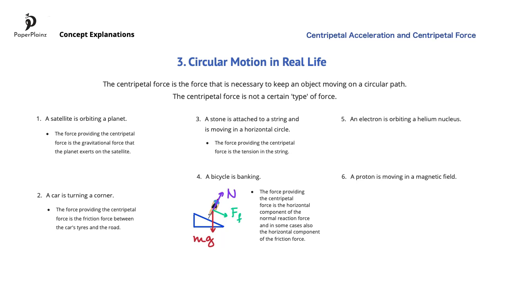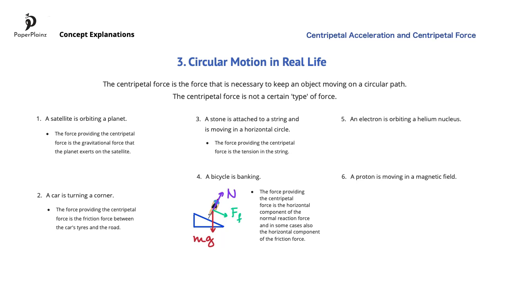In example 5, an electron is orbiting a helium nucleus. We'll learn more about electron orbits later in topics 7 and 12. For now, let's just assume that an electron orbits a nucleus, just as a satellite orbits a planet. So what force is providing the centripetal force here?